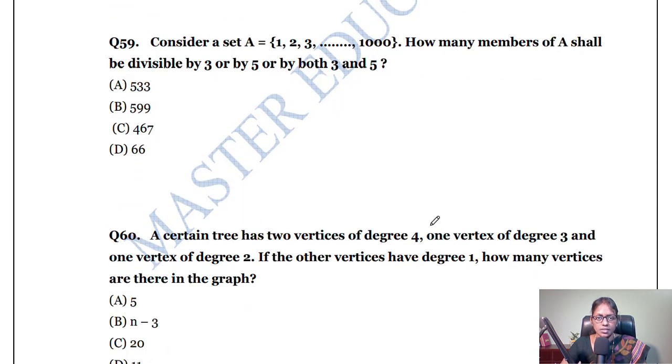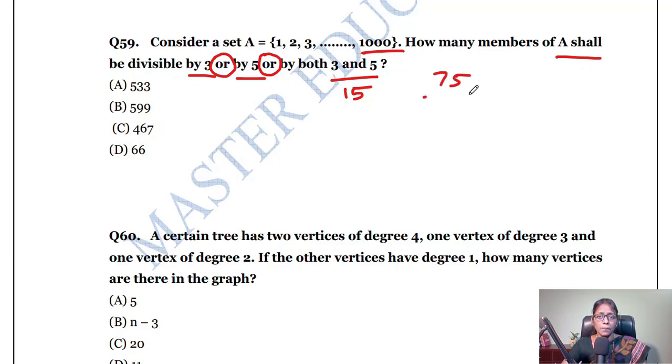The next question is, consider a set 1, 2, 3 up to 1000. How many members of A are divisible by 3 or 5? Remember this word, "or": divisible by 3, or 5, or by both 3 and 5. 3 and 5 means 15. If a number must be divided by both 3 and 5, it must be divided by 15. So 75 is divisible by 3 and also 5, so it is divisible by 15.